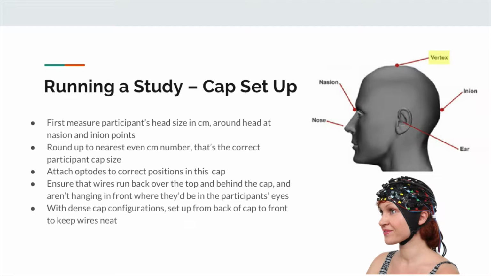And with really dense cap configurations, it can be helpful to set things up from the back to the front. So you have the back, and then the wires from the front are hanging over the back ones instead of things being all complicated. But when you're setting up these caps, it can be faster to do it with two people, and in that case, making it really neat can go out the window.